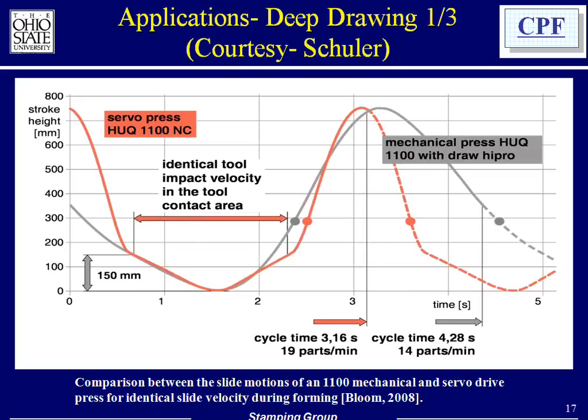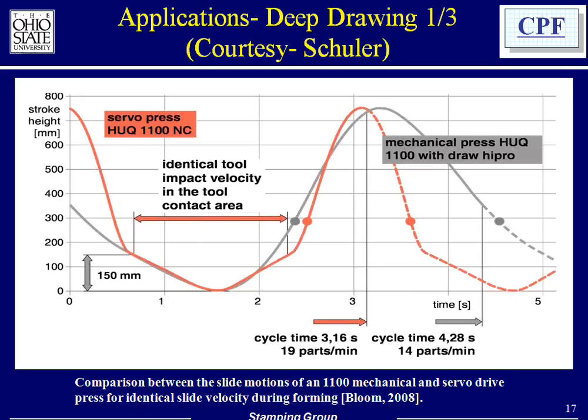because the slope of the curve you see is the velocity. So what is interesting in this slide is that the deformation speed is the same whether you use the servo or the mechanical press, but because the ram can come down faster on the downstroke and go up faster on the upstroke, you can decrease the cycle time. As a result, you can make 19 parts per minute in this press, comparable parts, versus 14 parts in the mechanical press of the same capacity. So that's what I mean by productivity.